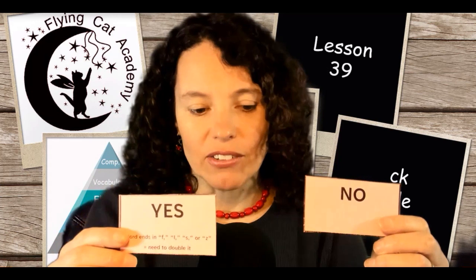Okay, and then on the table, there are two headings. Either yes, this one has to get doubled because it ends in an F, L, S, or Z, or no, we don't have to double it, which means it's spelled correctly. You can look at your first one, and I'll walk you through this so you know how to do it. The question is, which heading does this go under? Does it have to get doubled, or no, it's spelled correctly?